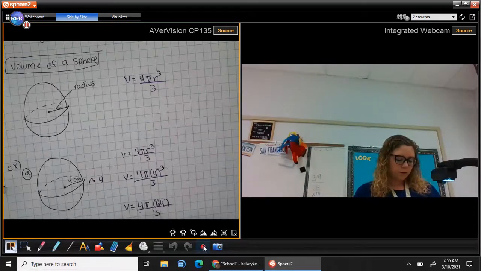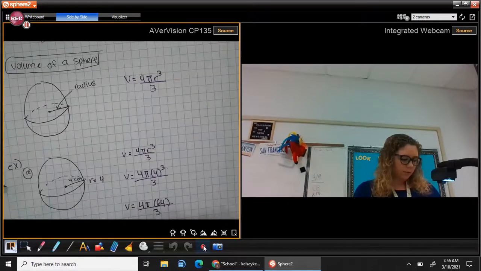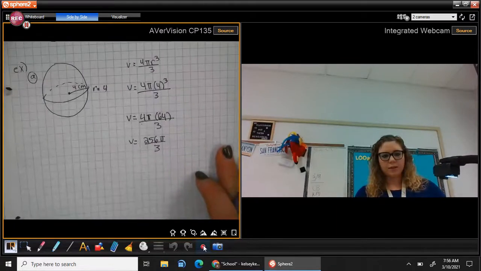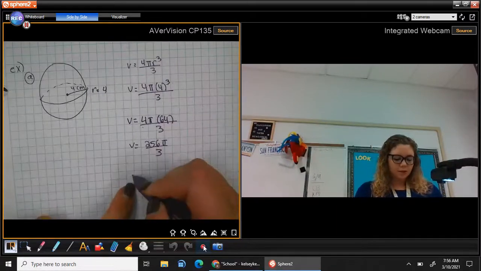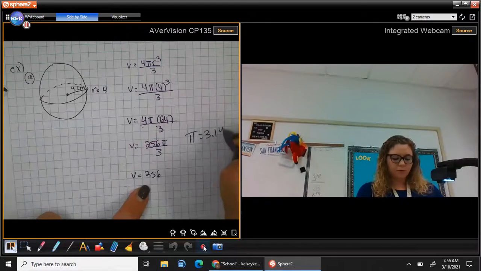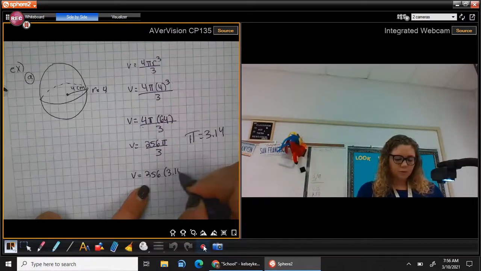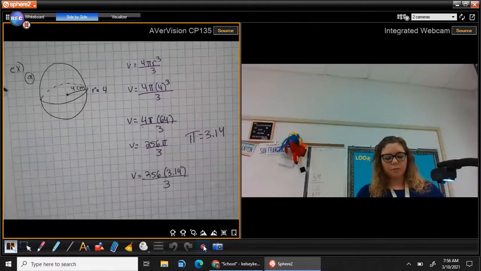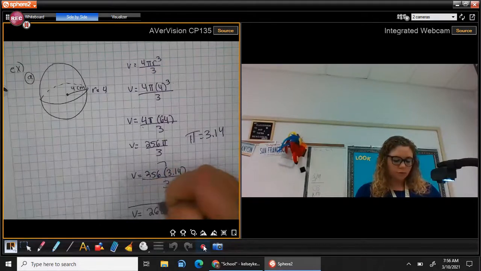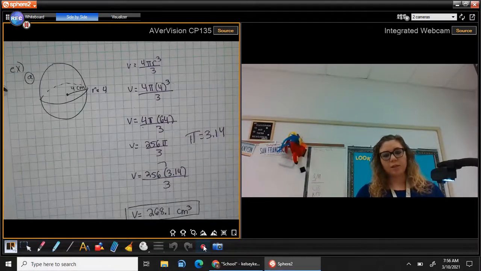Okay. 4 times 64 is 256 pi over 3. Okay. Oh, you cannot see it. There you go. So then 256, so remember pi equals 3.14, all over 3. You times this, divide by that, and you will get 268.1 centimeters cubed. Okay, and that is going to be your answer.